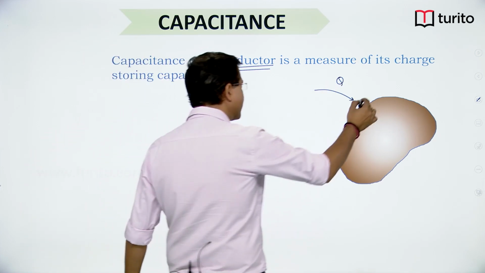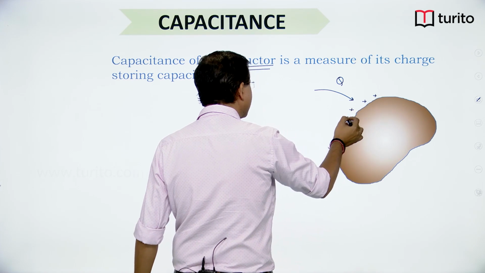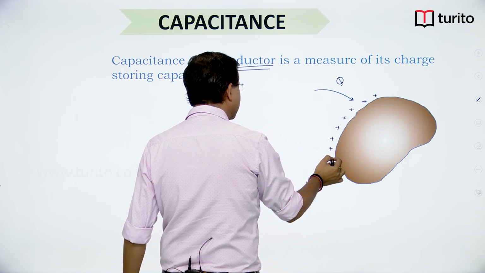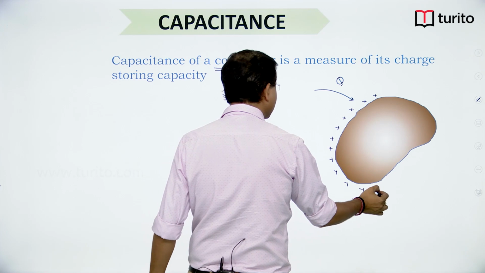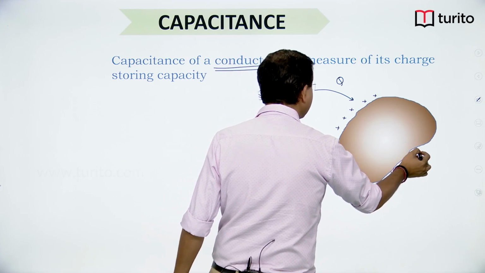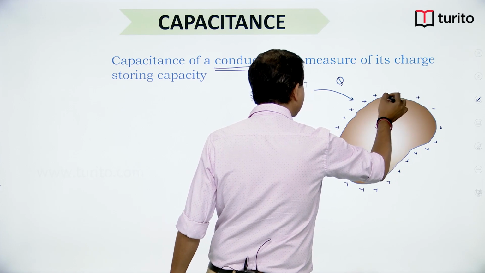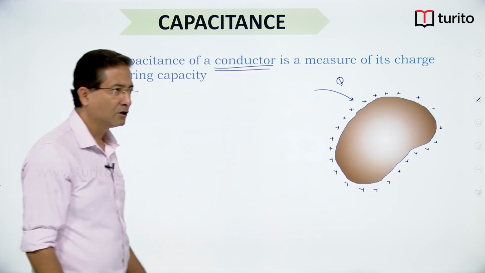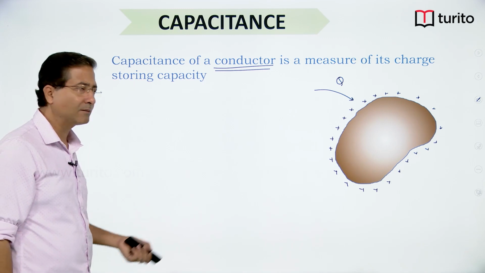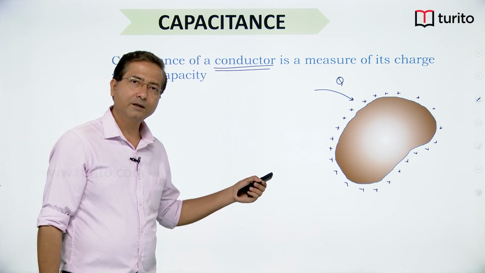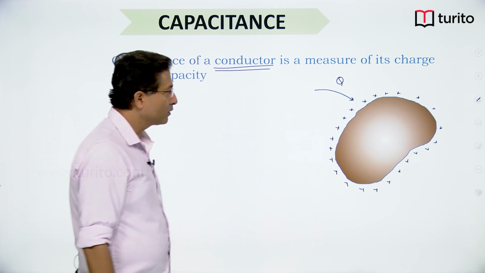that will get distributed. How will it get distributed? We have already seen that the responsibility of this charge is to make the electric field inside the conductor 0. So, it will get distributed like this. Depending on the shape, the distribution can be uniform or non-uniform, right.